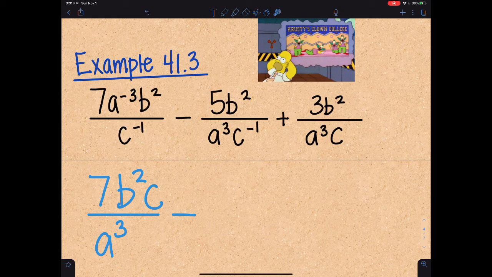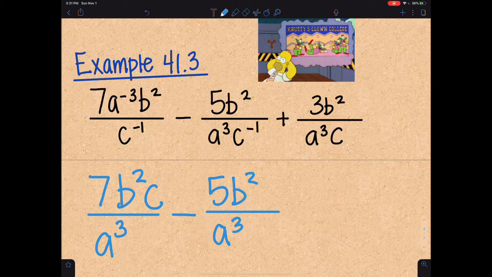Now, let's move on to expression number 2. 5b squared over a cubed. Oh, I like that so far. So I like the 5b squared over a cubed. I don't need to do anything with that part.